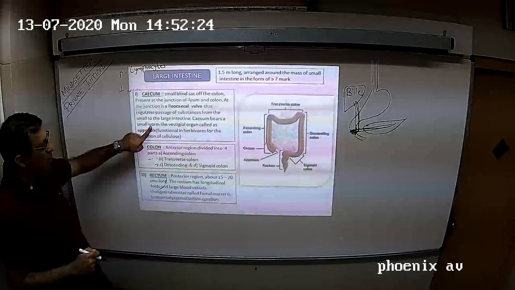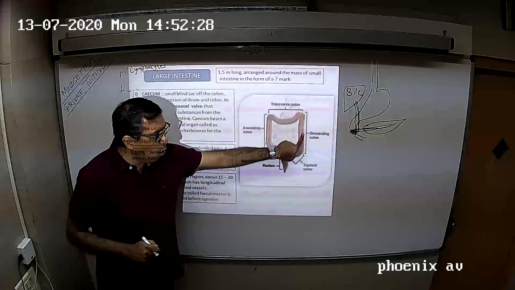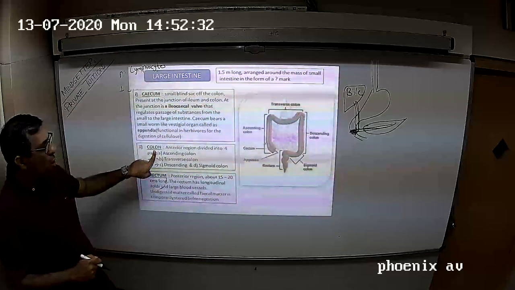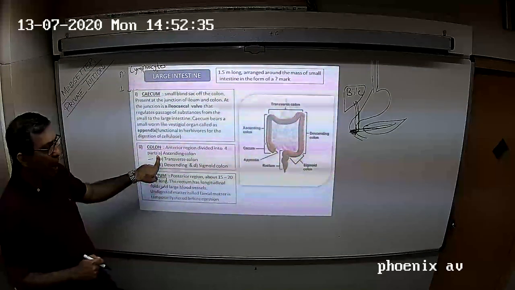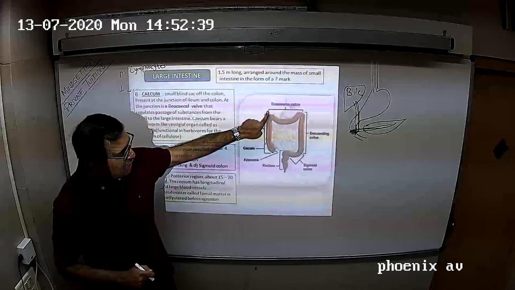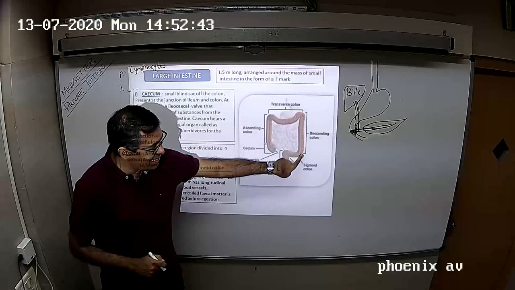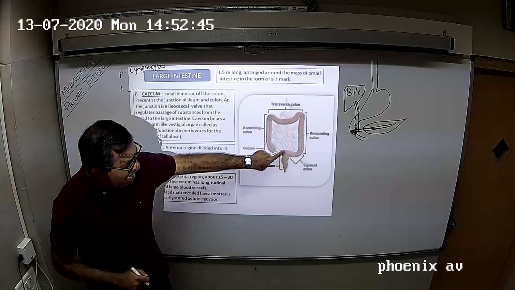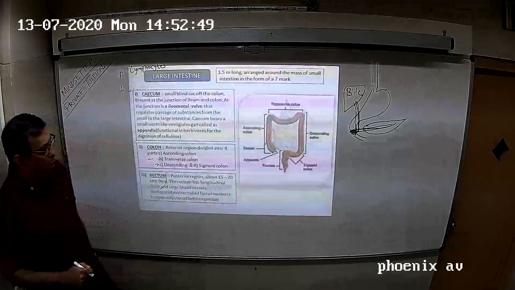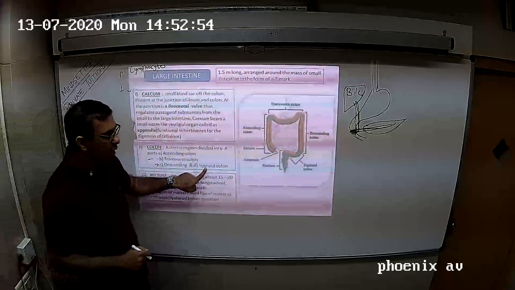From the cecum, food passes into the colon, and the colon is the actual question mark-like structure. The colon has four parts: the ascending colon, then the transverse colon, then the descending colon, and an S-shaped part called the sigmoid colon. Ascending, transverse, descending and sigmoid.